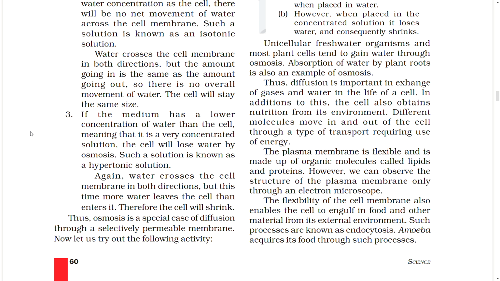The plasma membrane is flexible and is made up of organic molecules called lipids and proteins. However, we can observe the structure of the plasma membrane only through an electron microscope. The flexibility of the cell membrane also enables the cell to engulf food and other materials from its external environment. Such processes are known as endocytosis. Amoeba acquires its food through such processes.